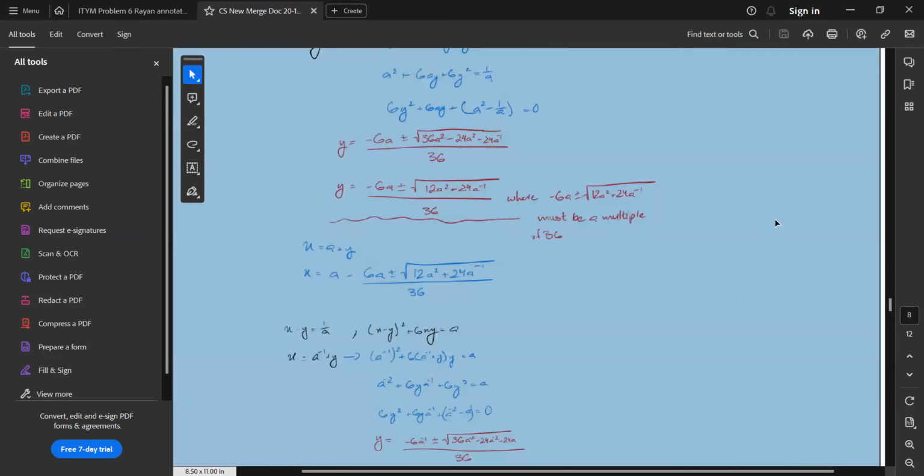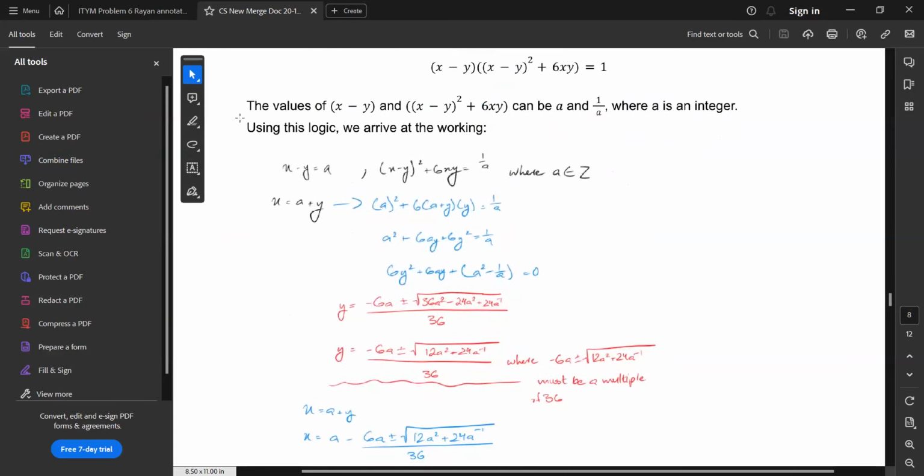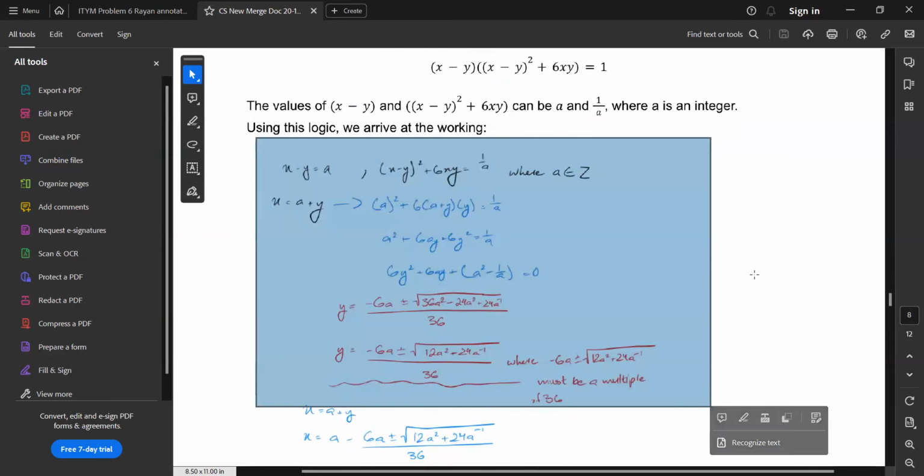For our answer for y, I basically got this: -6a plus minus under root 12a square plus 24 into a to the power -1, divided by 36. And here a needs to be a multiple of 36 and an integer, for our answer of y to also be an integer. Of course we don't want y to be rational, we want it to be an integral value. Of course here the values of x and y come out like this.